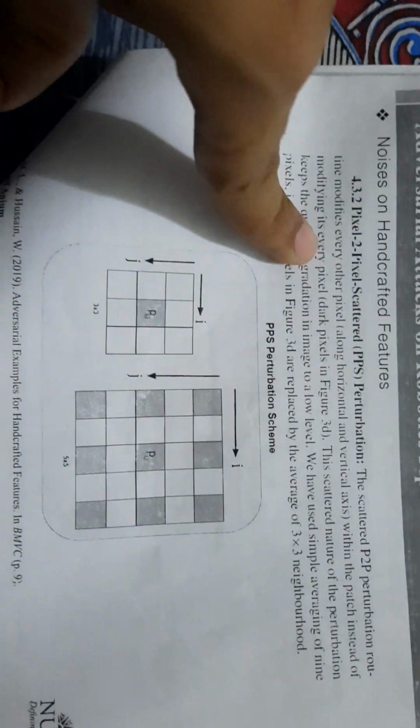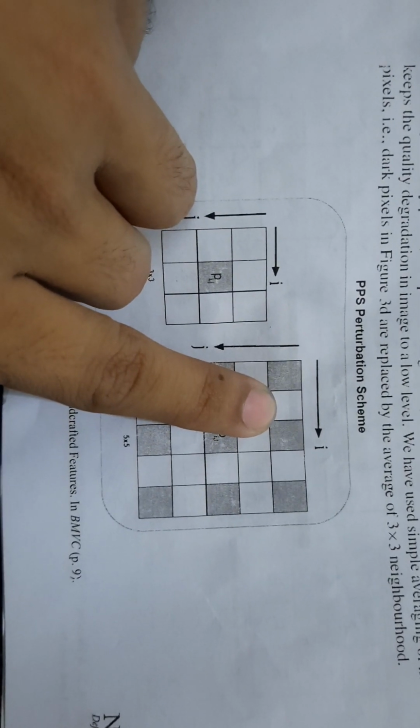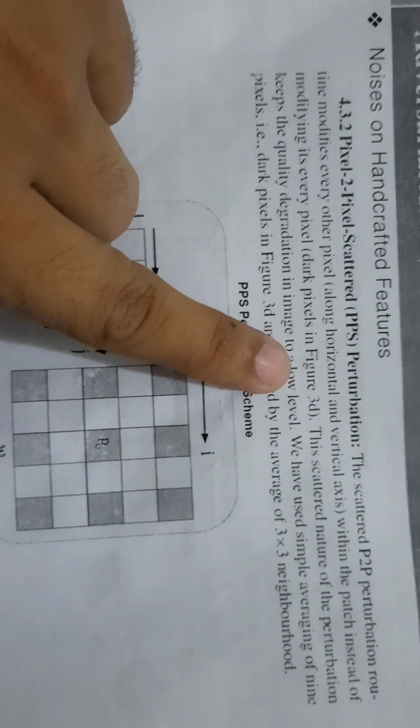Okay, so here they're using the same block, let's say a 3 cross 3 kernel or 5 cross 5 kernel. Instead of changing each and every pixel inside the kernel, they went with a strategy in which they changed one pixel and then left one pixel as it is. This is called scattered perturbation. You're not adding noise to every pixel. In fact, you're doing this with each pixel, one after the other.